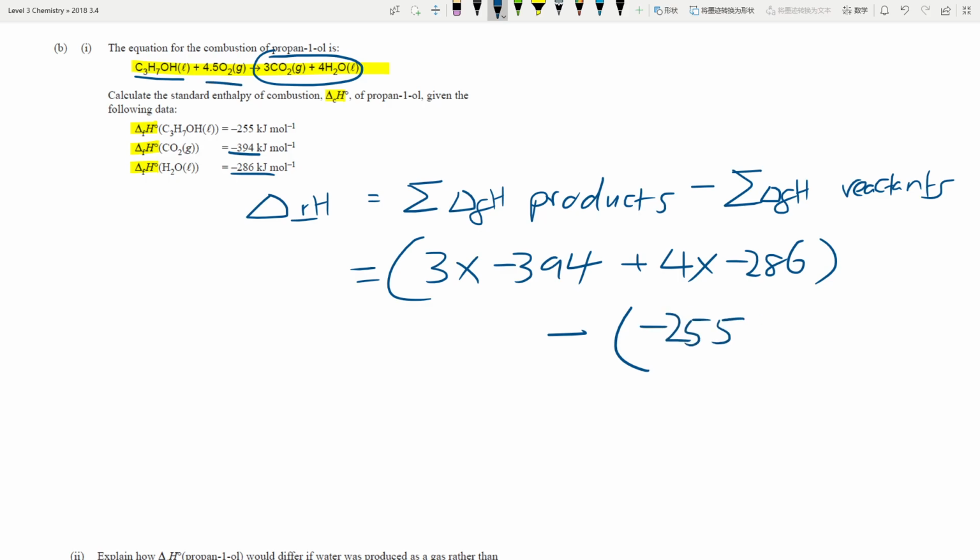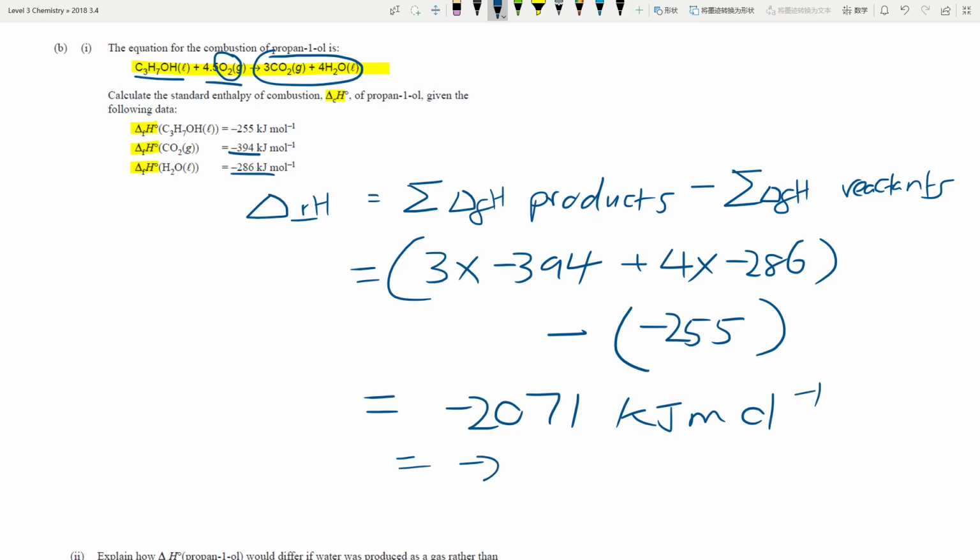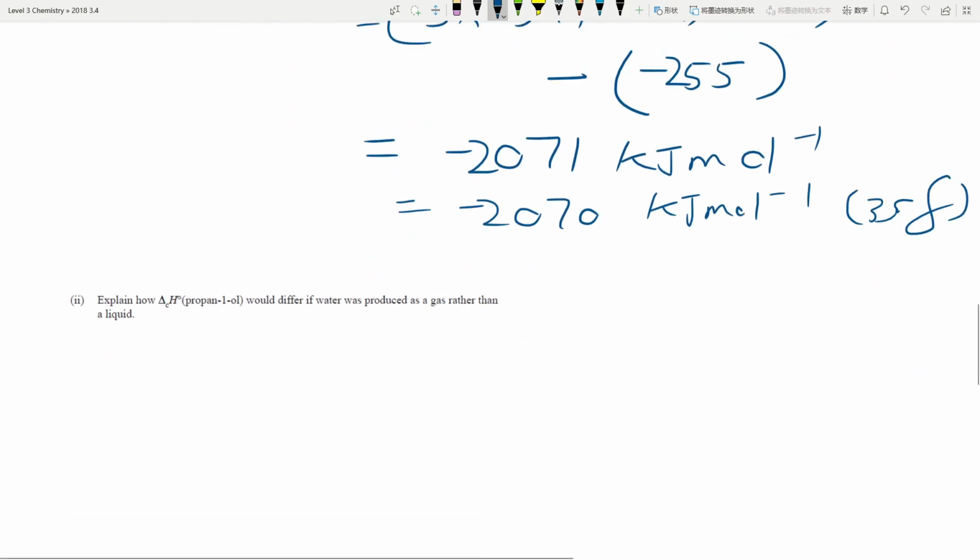And then O2 doesn't have an enthalpy of formation because the definition of enthalpy of formation is the amount of energy released or required when you make 1 mole of molecule from its constituent elements. This is already an element. So to make an element from an element, you require no enthalpy. So if you crunch these numbers in your calculators, you get negative 2071 kilojoules per mole. And just good habit, always round to 3SF, negative 2070 kilojoules per mole. 3 significant figures. Okay, nice and easy, only merit.